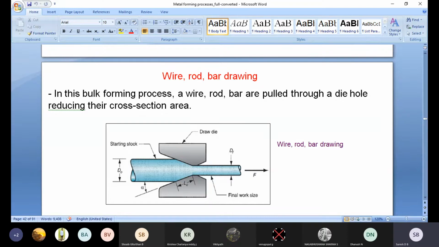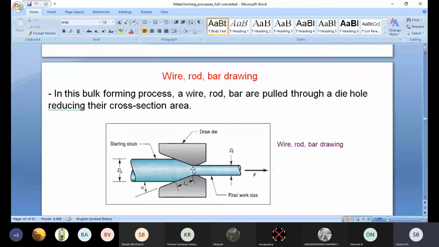In the drawing process, it is the same procedure. The material is fed in between the two dies, and the dies are designed according to the shape and size of the component. In the extrusion process, the taper angle is minimum compared to the drawing process. What is the main reason? In the drawing process, the die angle, or taper angle, is maximum, because in the extrusion process the material is filled inside the container.